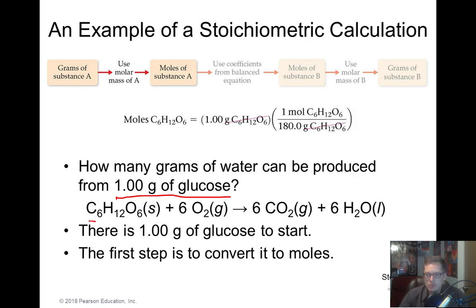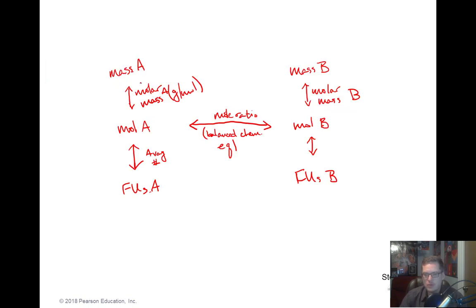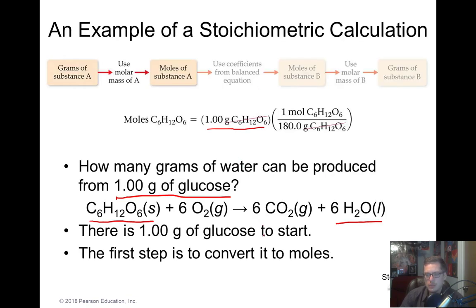All right, so we're starting with 1 gram of this, and we want to figure out how many grams of that we can make. So we always start with what we're starting with. So we've got 1 gram of glucose right here. And in order to do this, remember we're starting with grams of glucose, mass of A, and we have to get to mass of B, which in this case is our water. So the first step is we have to go from mass of A to moles of A. And we have to go from moles of A to moles of B, and then moles of B to mass of B. So this is 3 steps, right? 1, 2, and then 3. Back up again. All right?